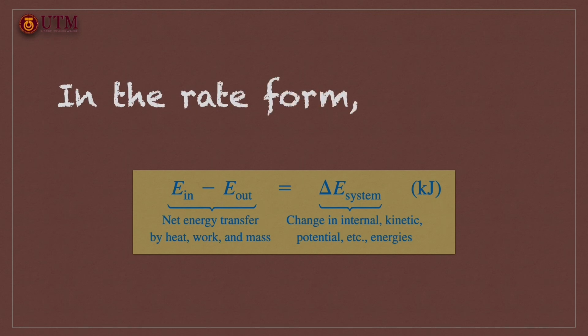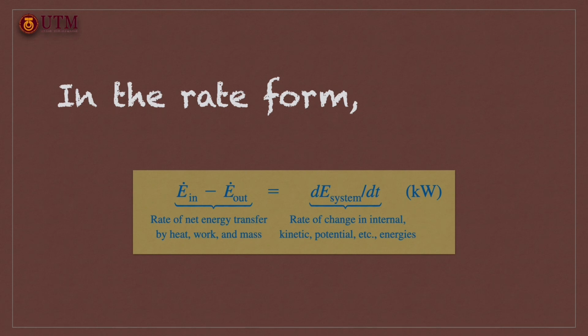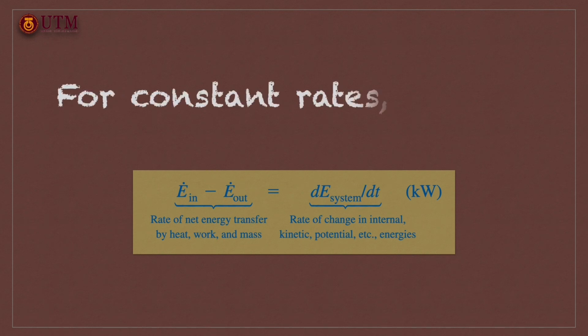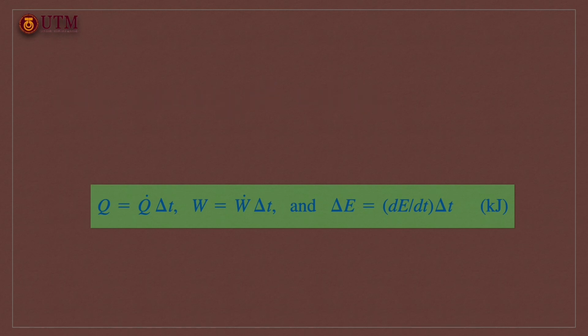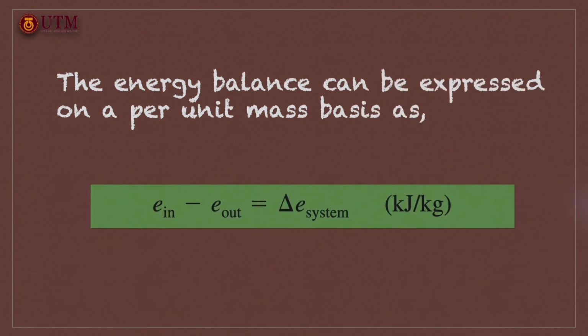Let us move back to the previous energy balance equation. It can be used in the rate form, as shown here. For constant rates, the total quantities during a time interval delta t are related to the quantities per unit time. The energy balance can be expressed on a per unit mass basis as follows.